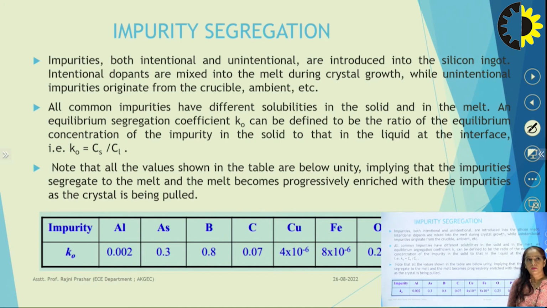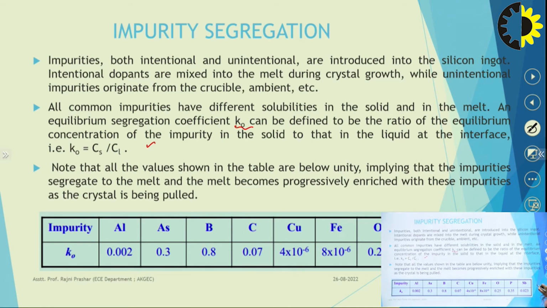All common impurities have different solubilities in the solid and in the melt. An equilibrium segregation coefficient K0 can be defined as the ratio of the equilibrium concentration of impurity in the solid to that in the liquid. So K0, the equilibrium segregation coefficient, is the concentration of impurity in the solid divided by the concentration of impurity in the liquid.